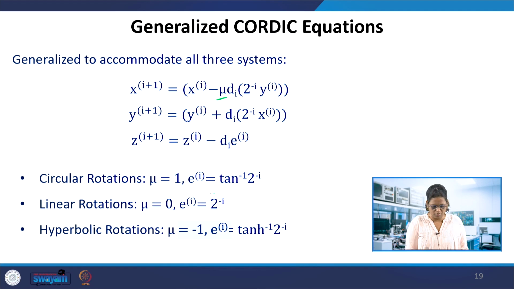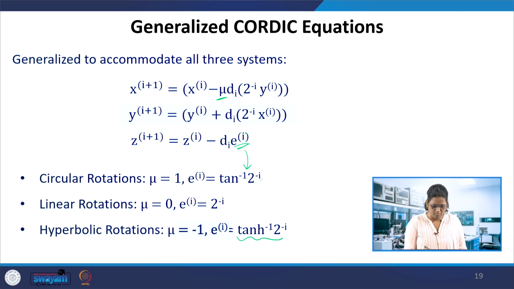Okay, so here we have this mu 1. In this equation, e power I is tan inverse of minus 1, 2 power minus I, whereas for linear rotation this mu will be 0 and e power I is 2 power minus I. This is going to be tan inverse of minus 1, 2 power minus I for the circular rotations. And then for hyperbolic rotations again mu is minus 1. Okay, so e power I is changing to tan inverse h of minus 1, 2 power minus I.